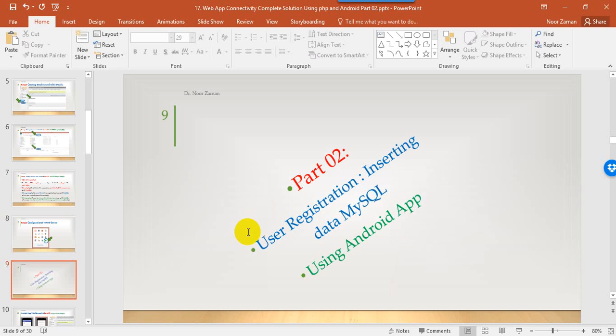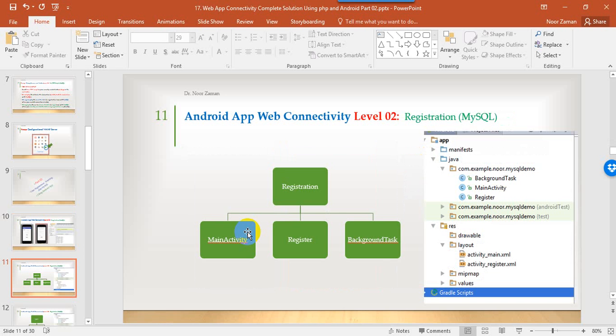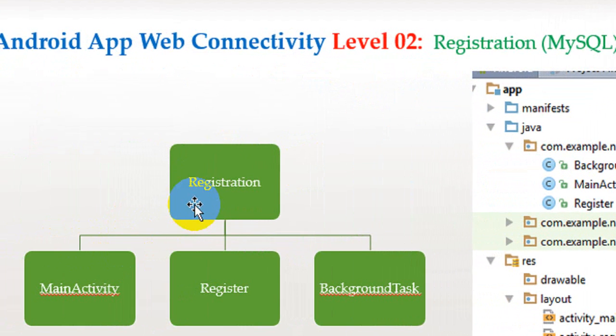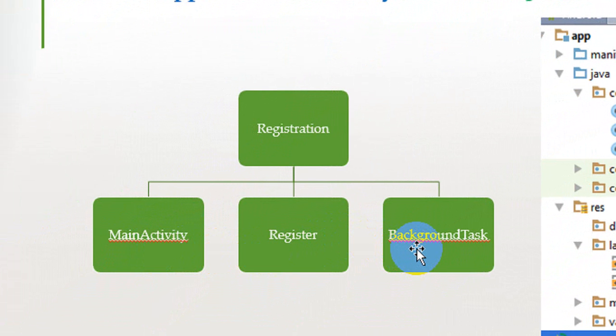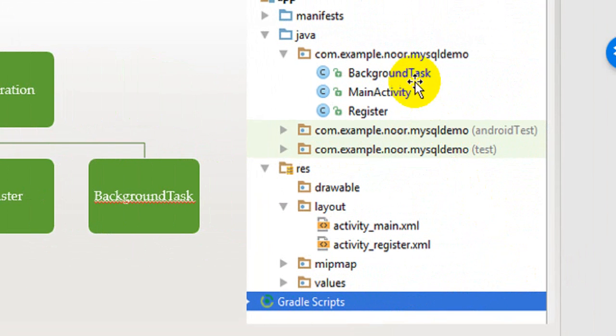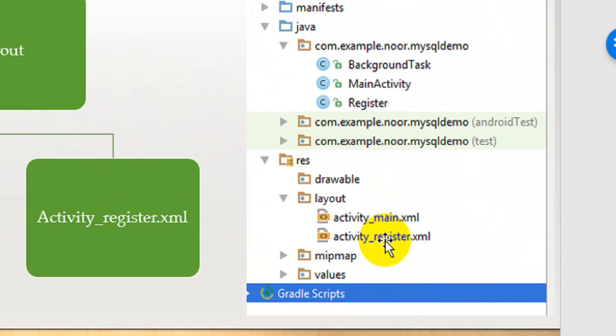Now from here we are going to start the second part, which is user registration, inserting data into MySQL. This will be the user interface, and today we will go just for the registration purpose. We will discuss the layout files in a couple of minutes. For the registration we have 3 Java class files: the main activity, register, and background task. This is the same concept we discussed in class about the async task in detail, about its methods and why we use them. In this snapshot you can find the same classes we are discussing here, while there are 2 layout files.